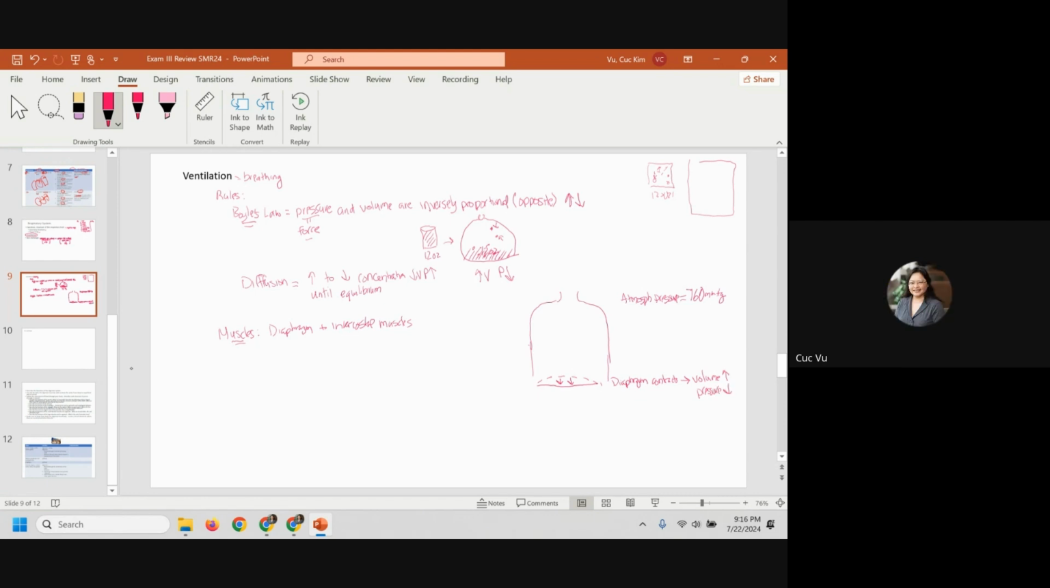So the pressure of the lungs is going to go from 760, where it's neutral, all the way down to 7 what? 756. Okay, so that's the first rule that we just applied, Boyle's law. Volume goes up, pressure goes down.